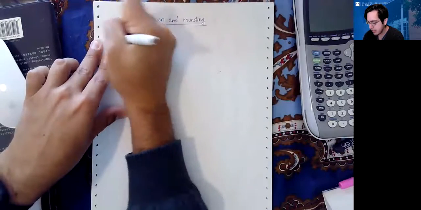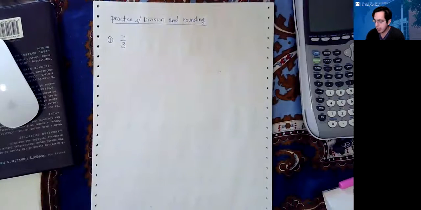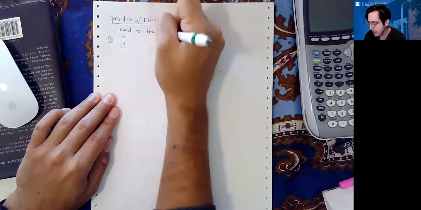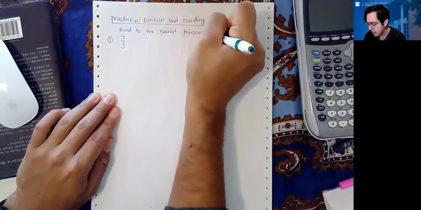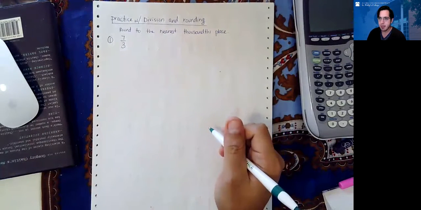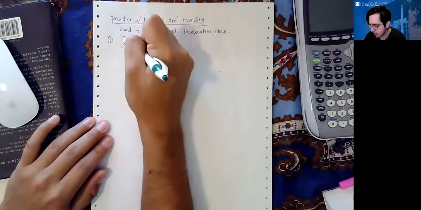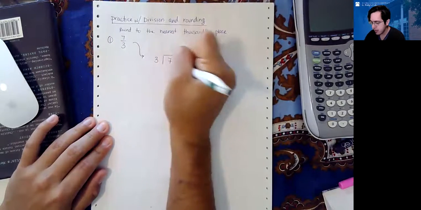So let's say that I had 7/3, and we want to divide that. And the instruction said round to the nearest thousandths place. So for us to show the work, the 3 is on the outside, the 7's on the inside. So we would go ahead and do that long division, right? 3 is on the outside, 7's on the inside.